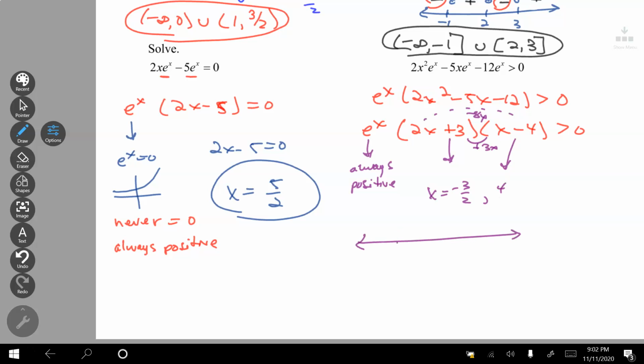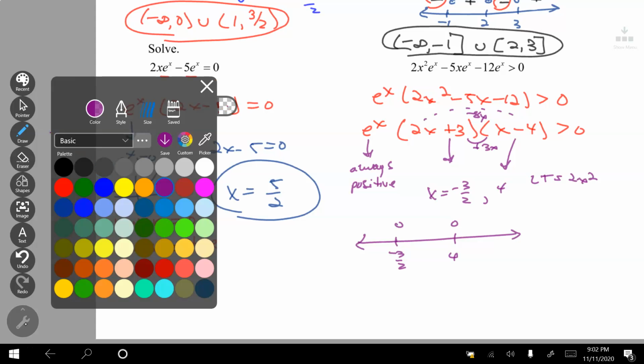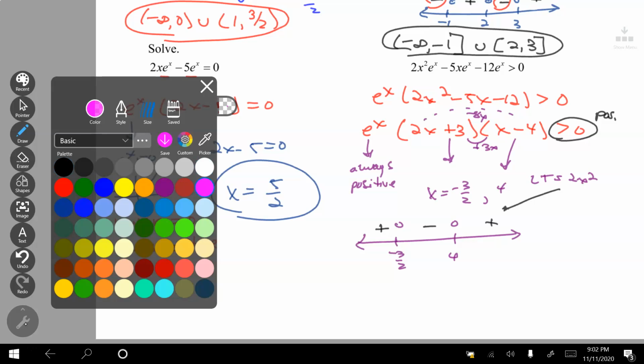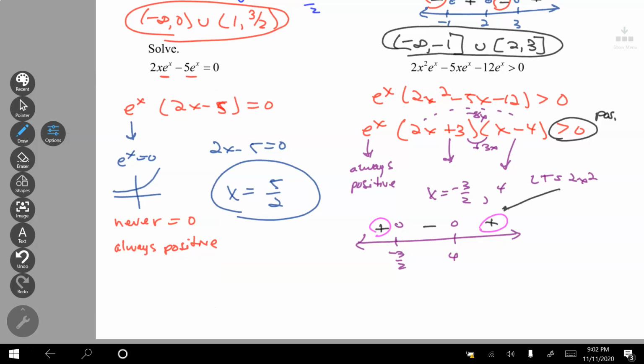I'll make my number line negative 3 over 2 and 4. My leading term is 2x squared. That is a positive 2. So it goes positive, negative, positive. And I want the positive results. So negative infinity to negative 3 over 2, union 4 to infinity.